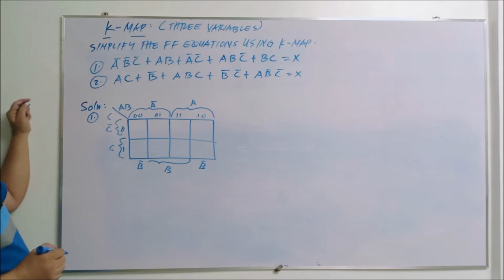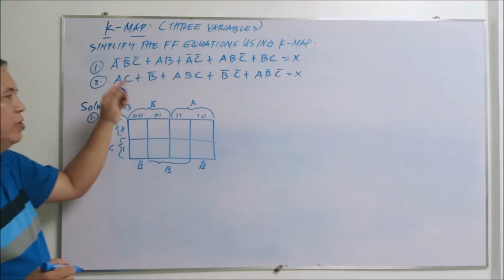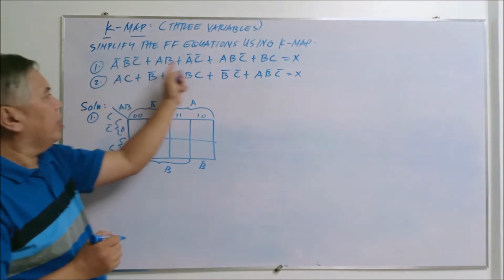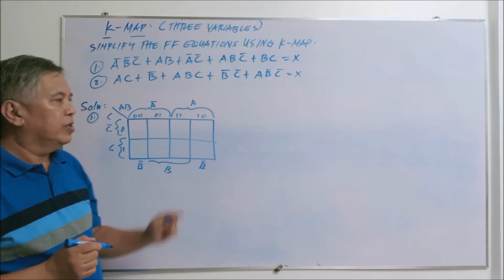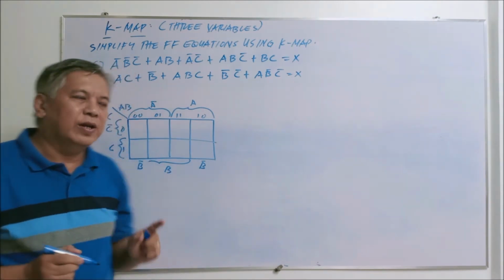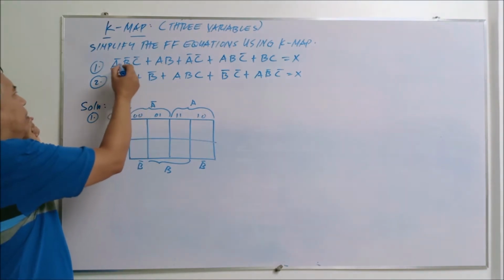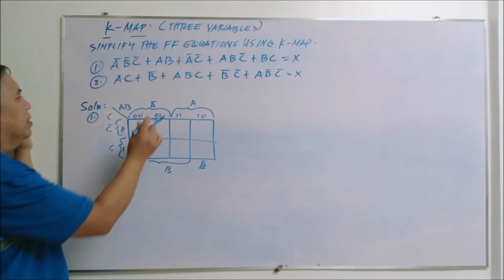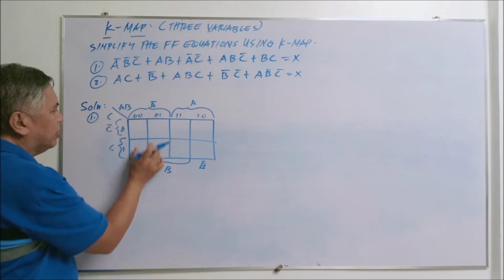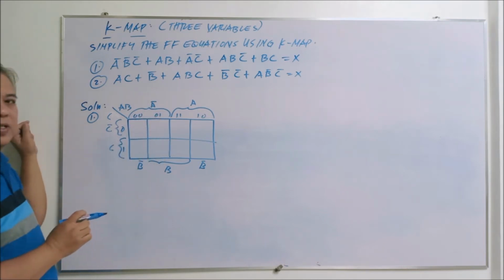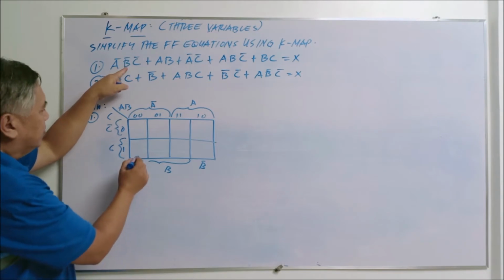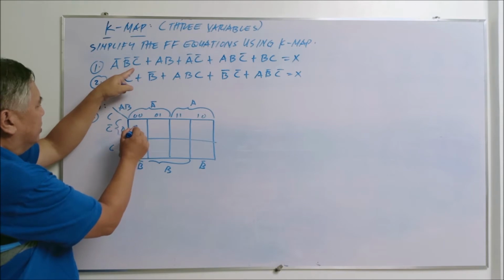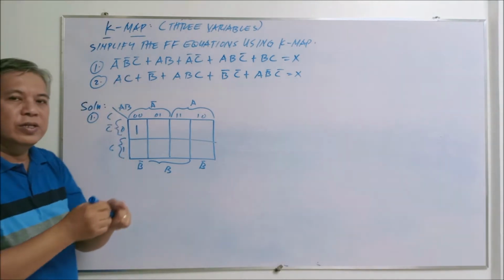Okay? So, for solution number 1, we locate this particular equation into our map. Since we are using SOP, whatever is the location of these particular terms will have to be represented by 1. So first is your A bar, B bar, C bar. So we locate A bar, B bar, C bar into our map. So you have A bar, that means that it belongs in these 4 adjacent cells. And then you have B bar, so there are two choices. And then C bar, that is this one.